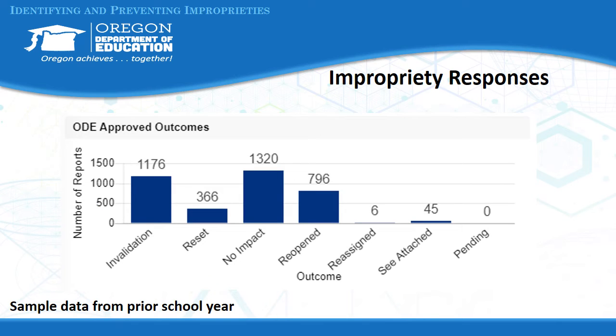How does ODE typically respond after receiving impropriety reports? In most cases, ODE determines that the event did not impact the construct being measured, resulting in a no impact determination. Less than 0.5% of the tests administered in Oregon need to be invalidated because of the impropriety identified. ODE is often able to reset or reopen the student's assessment.